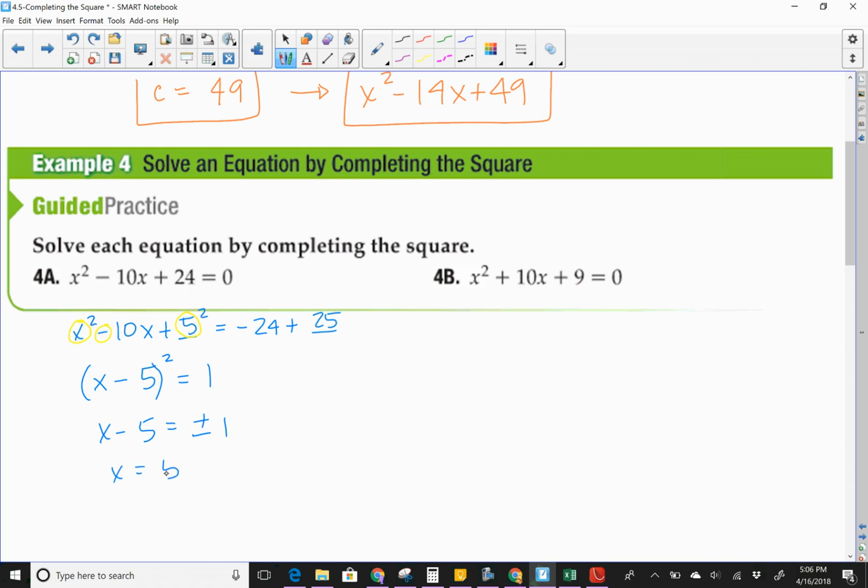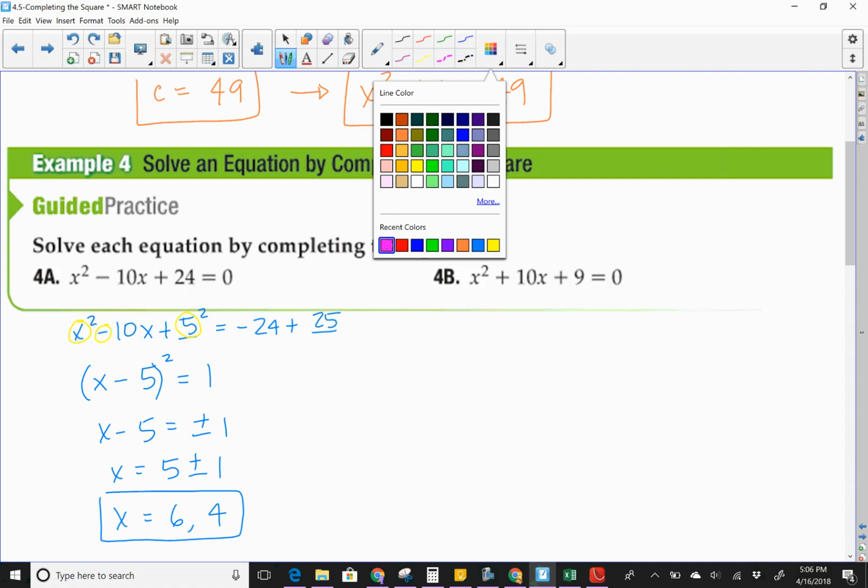x equals 5 plus or minus 1. 5 plus 1 is 6, and 5 minus 1 is 4. Now, I do realize that some of y'all could have probably already factored that before I got that done, but this is a process that we're learning, okay? And sometimes things don't factor, as you're going to see in the next one, and why it's going to be easier to do it this way.